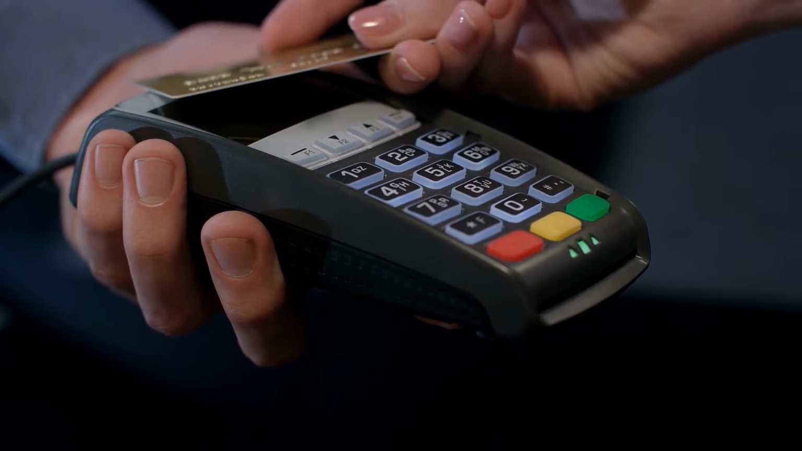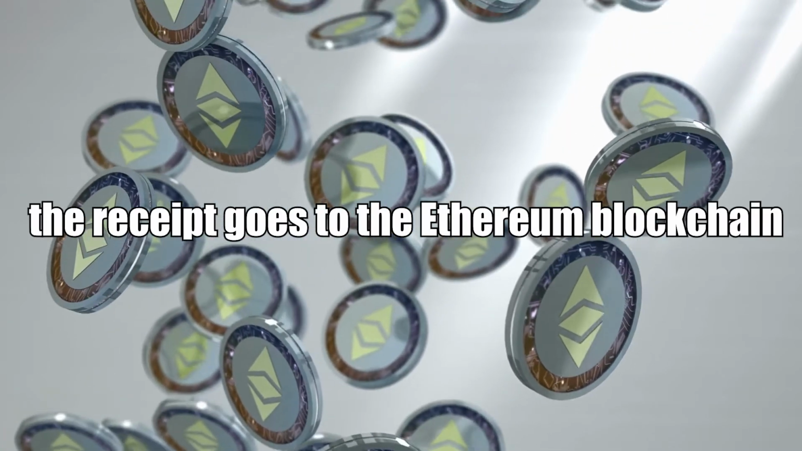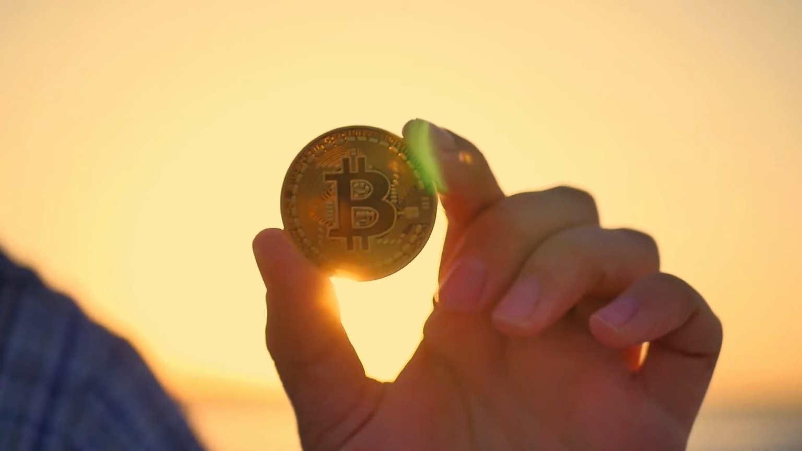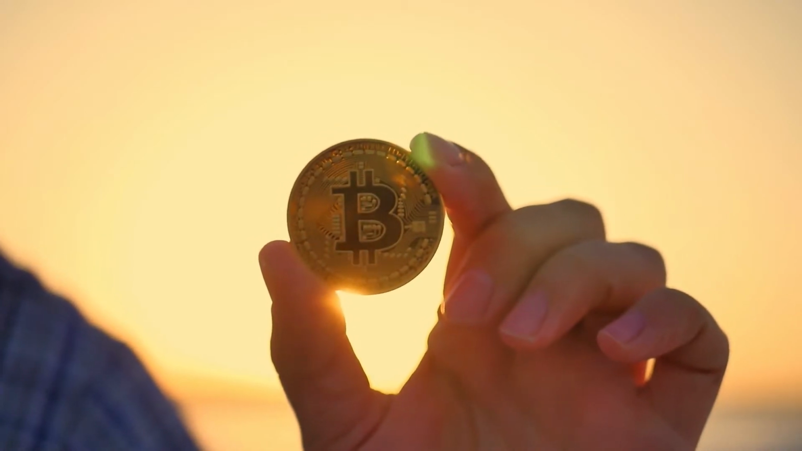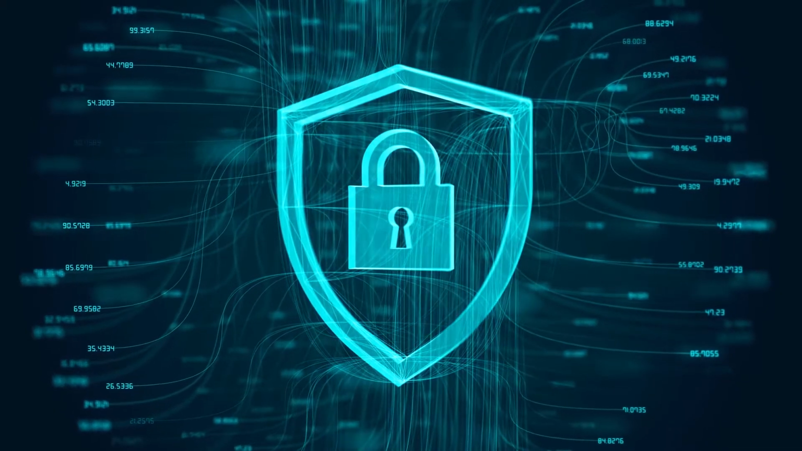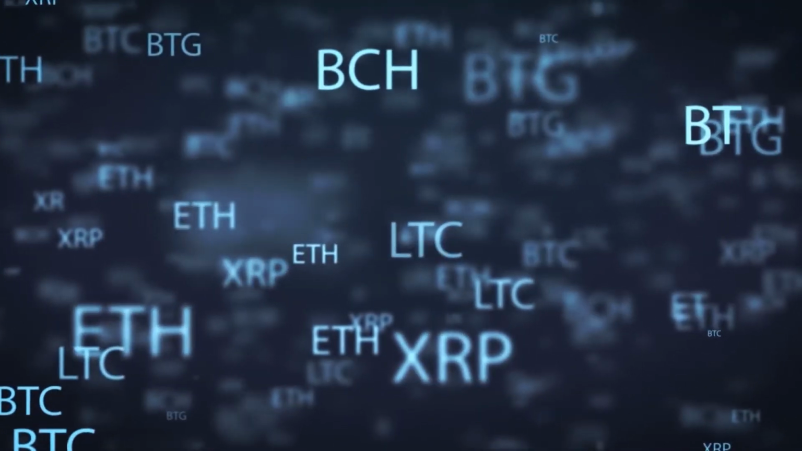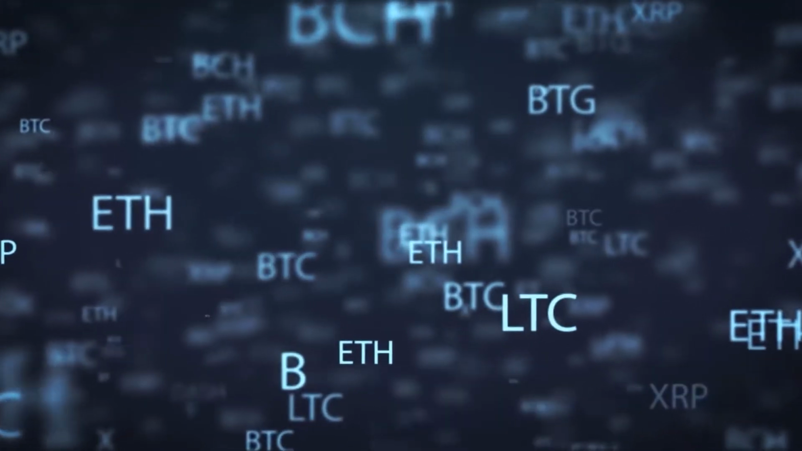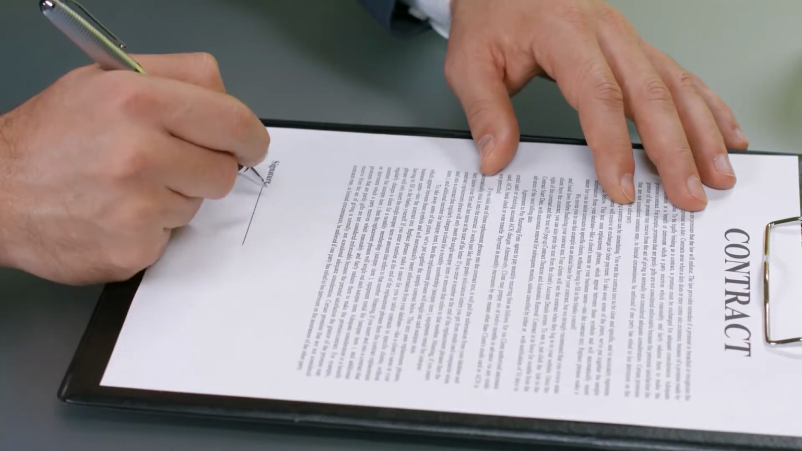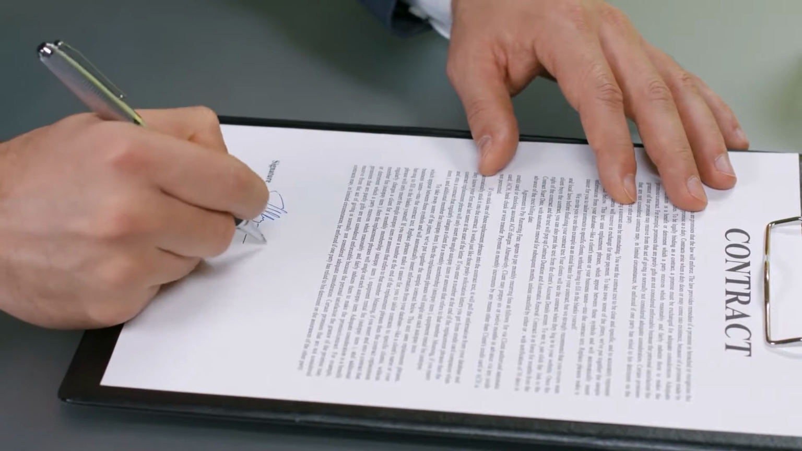When you pay someone with Ethereum, the receipt goes to the Ethereum blockchain. When they later pay you back with Bitcoin, the receipt goes to the Bitcoin blockchain. Each transaction is protected by encryption and is accessible by any member of the network. With the blockchain and cryptocurrency becoming more widespread, it's very important to address what happens when a smart contract pays out to an individual or a business which uses another type of currency.